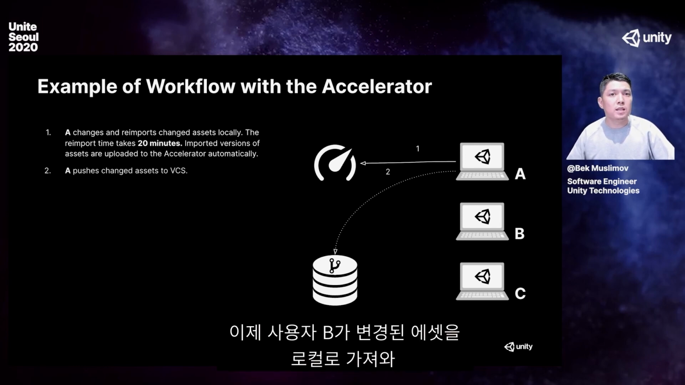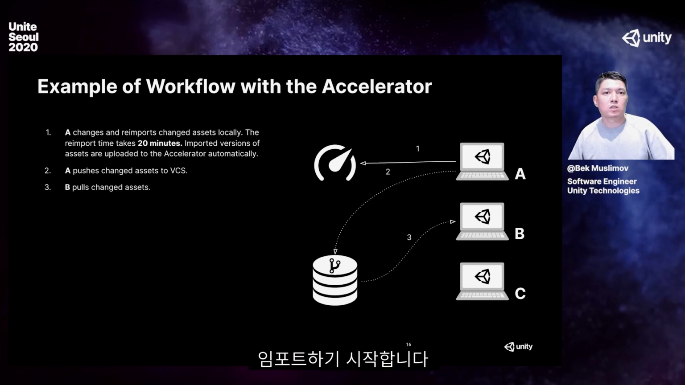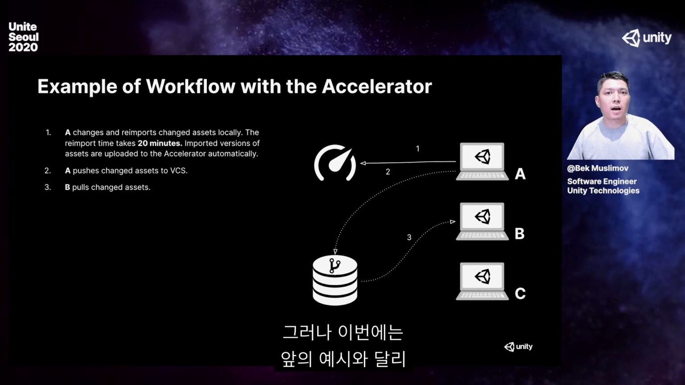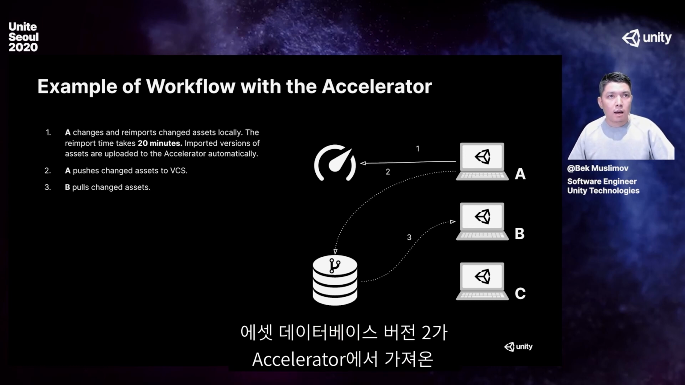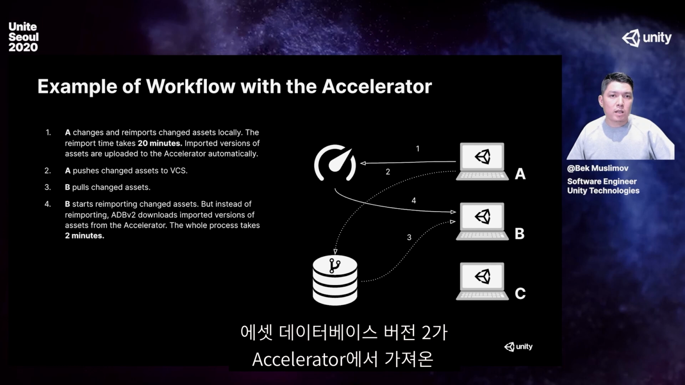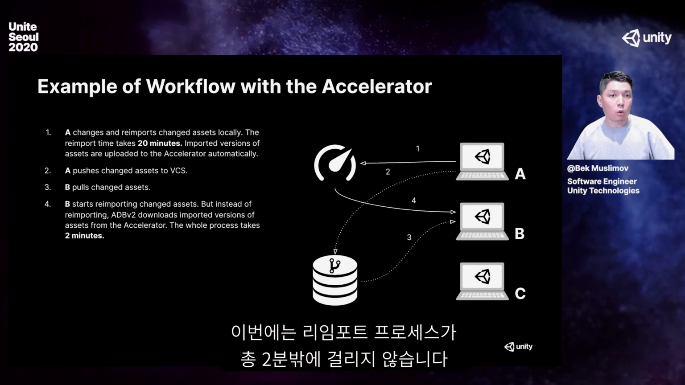Now, user B gets the changed assets locally and starts to reimport them. But this time, not like in the previous example, changed assets are not reimported. Instead, Asset Database version 2 downloads the imported versions of those assets from the accelerator. The whole reimport process takes only 2 minutes this time.